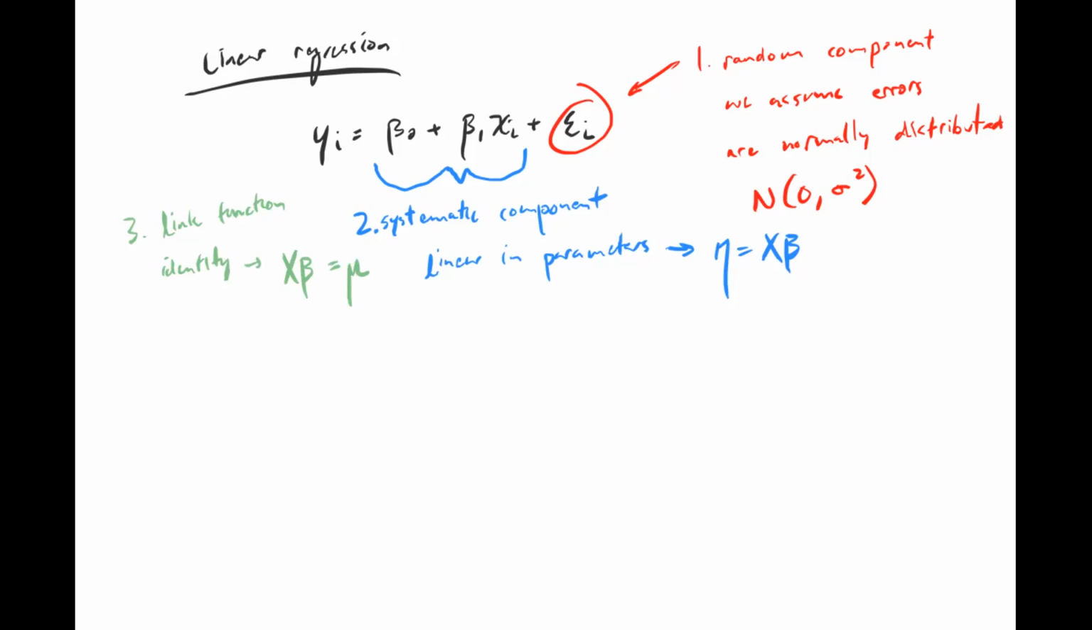And so we can make a table. I'll do that in a moment, and sort of characterize a linear regression as being defined as having these three pieces, where the random component is normally distributed, the systematic component is linear in parameters, and the link function is the identity. We can look at something like a logistic regression.